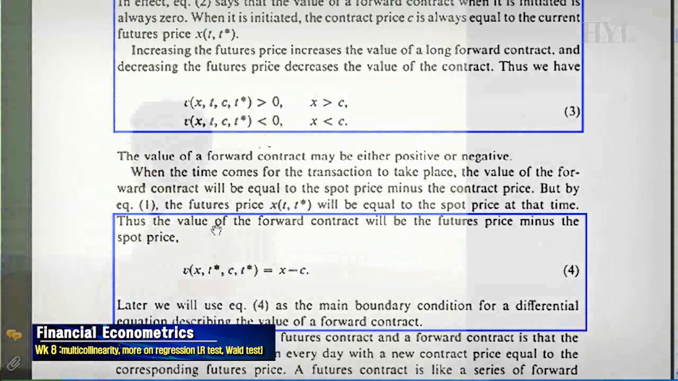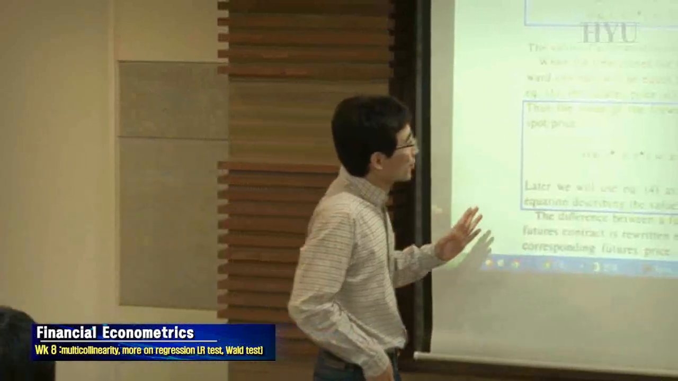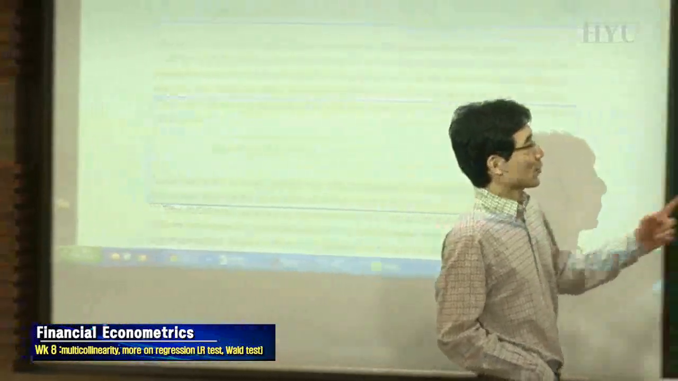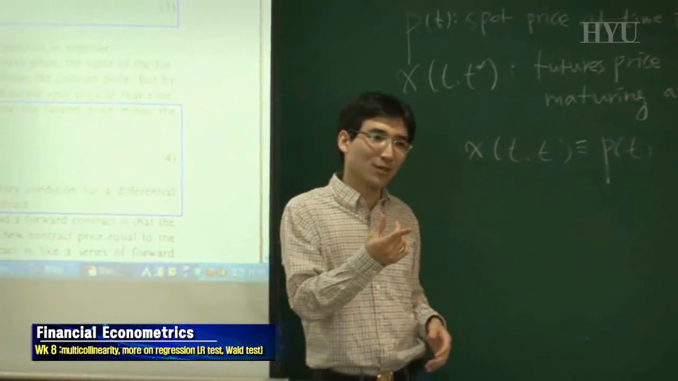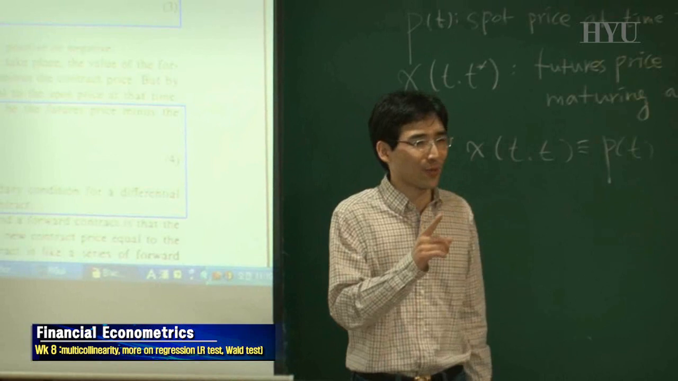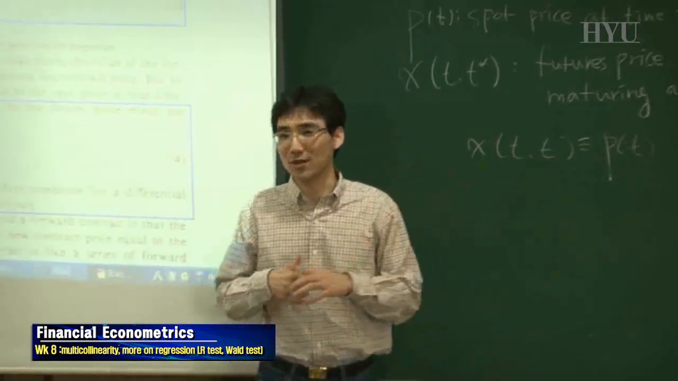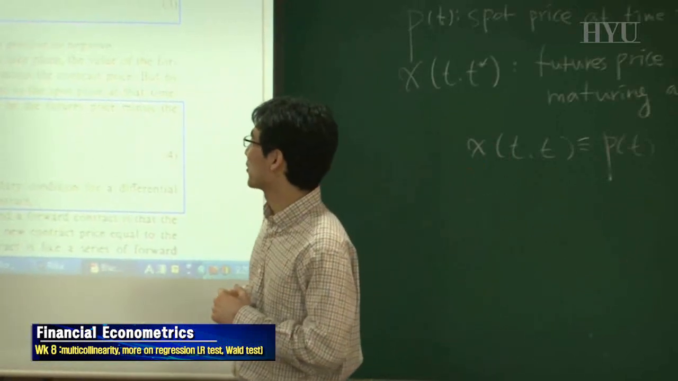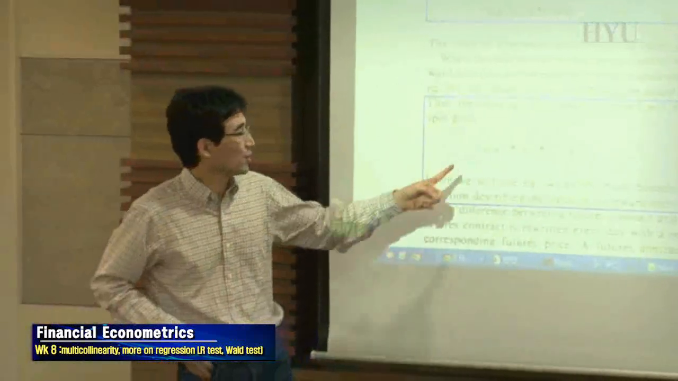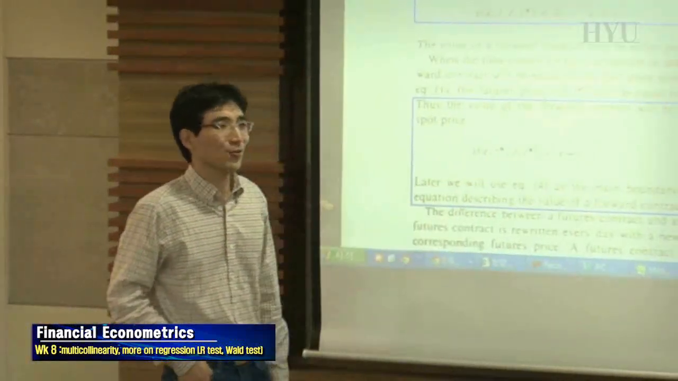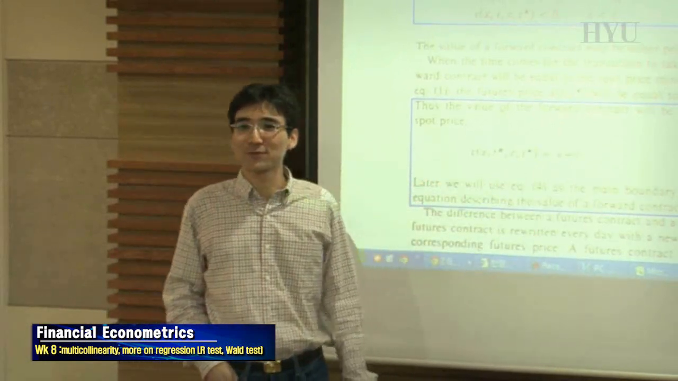Okay, so V is the forward contract. At the maturity, the spot price would be equal to X. So at the maturity, you have to pay C, and you will acquire the underlying commodity. The price of the underlying commodity is P, which is equal to X. Therefore, when T is equal to T star, the value of the forward contract should be X minus C. This one looks more familiar, right?